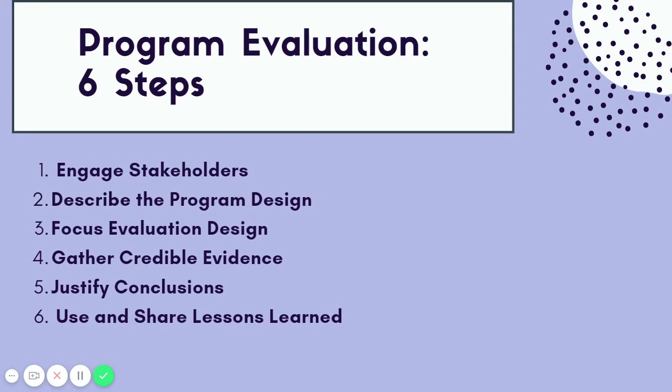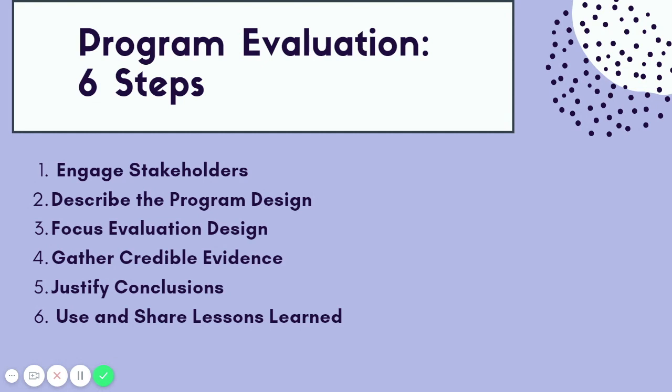So there are 6 steps to program evaluation. I have listed them here, and then we are going to go through each of the steps, and we are going to do one overarching program and work through each of these 6 steps. So our first step is to engage stakeholders. Our second step is to describe the program design. Third, focus evaluation design. 4, gather credible evidence. 5, justify conclusions. And 6, use and share lessons learned.